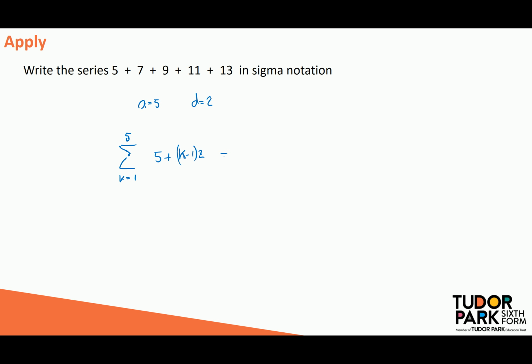And I can expand that and simplify, so this becomes the sum from k equals 1 to 5. Expanding that is then going to give me 3 plus 2k. And that's how I would write down this sum.